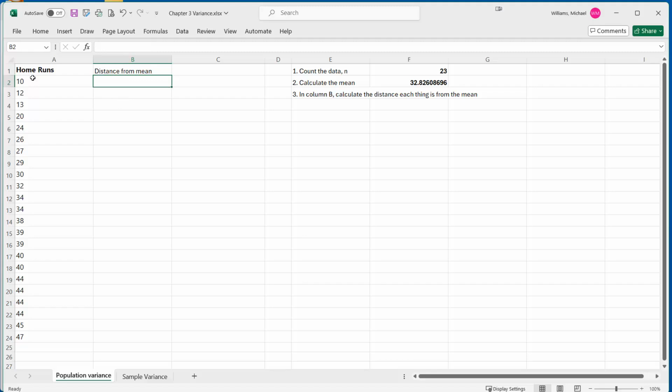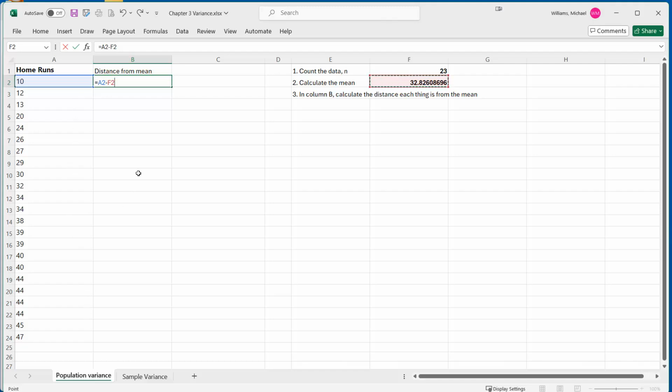So like for this one, 10. How can we calculate how far that is away from 32? Well, we're going to subtract. So we do equals. We click on the 10. Minus. Click over where the mean is. F2. Now we're going to do this for each one of these.